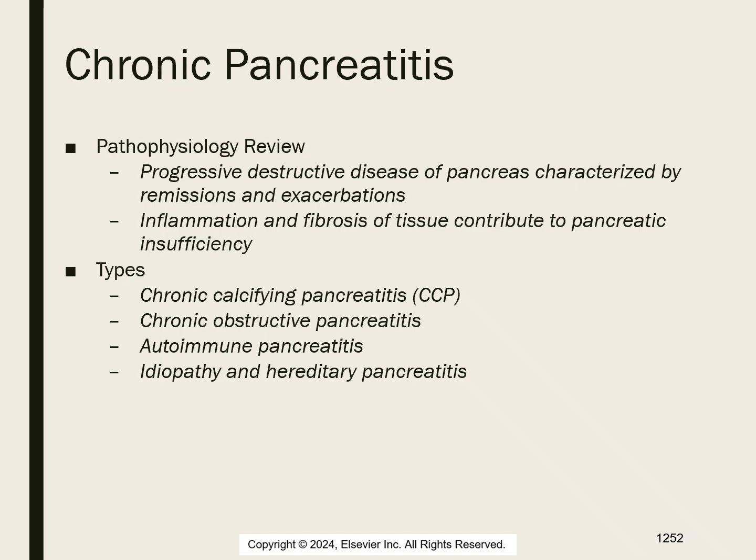We have autoimmune pancreatitis. This is chronic inflammation caused by the invasion of immunoglobulins in the pancreas, and it can be linked to other organ cancers. And then finally, we have idiopathic and hereditary pancreatitis. This is associated with gene mutations, and these patients are at a higher risk for pancreatic cancer.